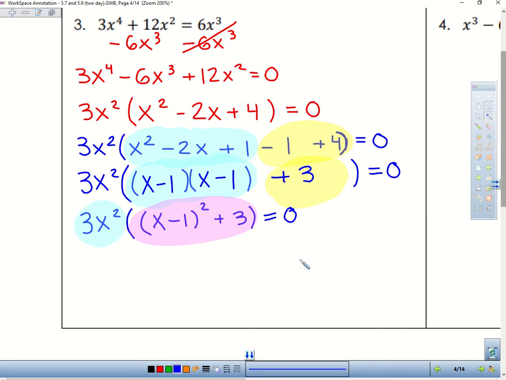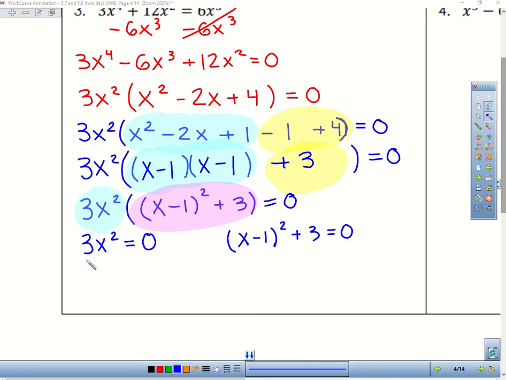So that means we can then use the zero product property, which states that we can set each product equal to the same thing we've been doing. Set it equal to 0. And now we solve. We divide both sides by 3. We get x squared is equal to 0.